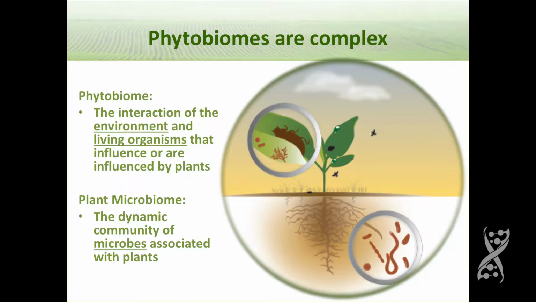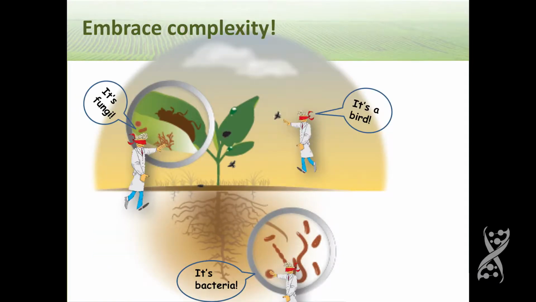The phytobiome we see as the system of agriculture. It is the interaction of all living organisms that impact or are impacted by plants. So this includes, as a subset, the microbiome. So the plant microbiome is a component of the phytobiome, which includes plants, insects, nematodes, worms, soil, and the environment. So the thing that we are trying to engage people in is embracing the complexity of this system.